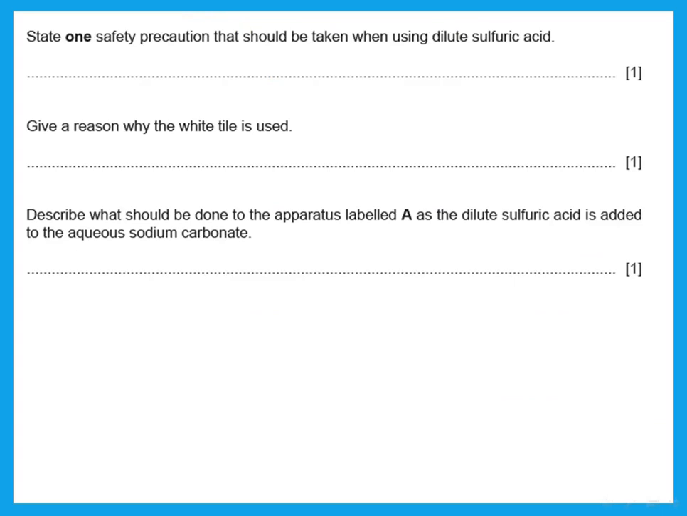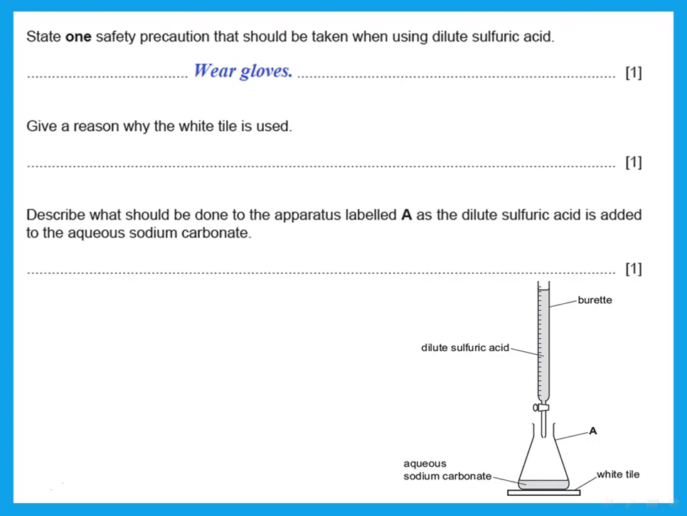So remember, if he says state one safety precaution that should be taken when using dilute sulfuric acid, remember that we said acids are corrosive, so we need to wear gloves. Now, in a titration, we usually do this titration using a white tile. Now, if he says, why am I using the white tile? This is to see the color change clearly.